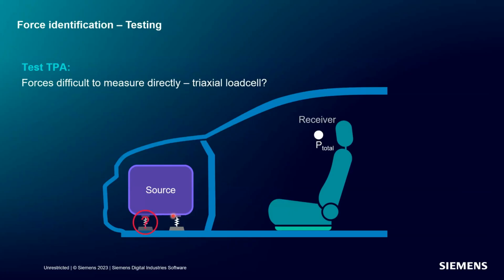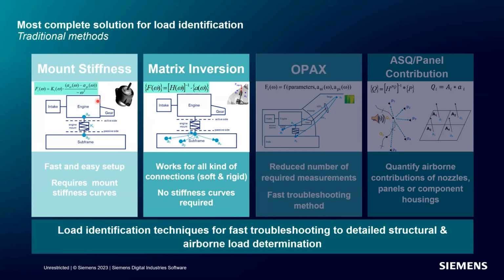So one issue that we have is it might be hard to actually measure the forces coming through the source. You have to put in a triaxial load cell that doesn't interfere with the dynamics of the regular mounts in order to measure the forces directly. And in fact, people rarely are able to measure these forces directly in many of these applications. So they measure them indirectly. That means there are two popular methods. One is mount stiffness, one is matrix inversion.